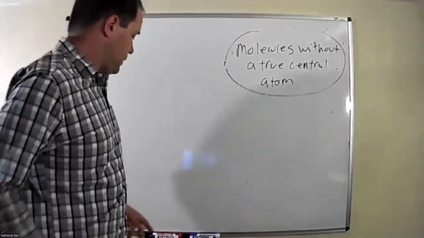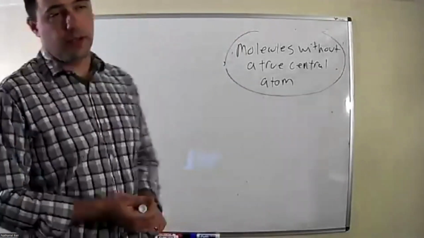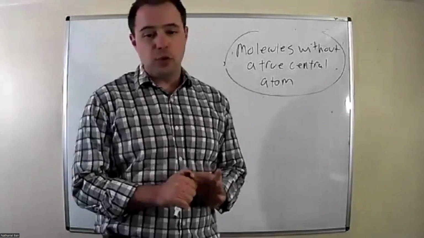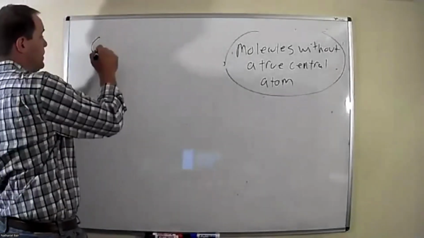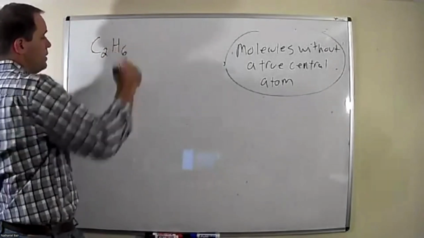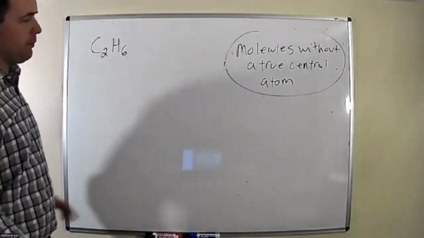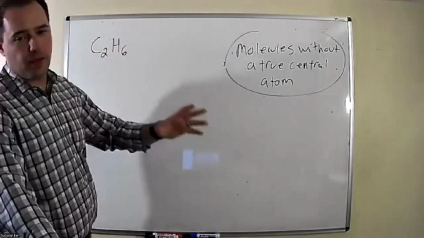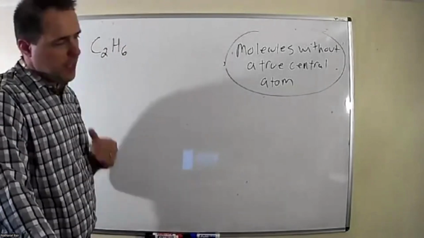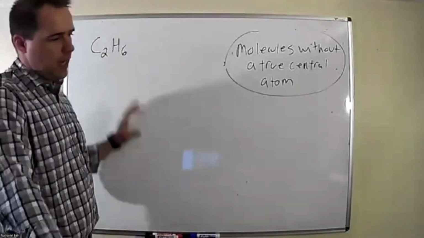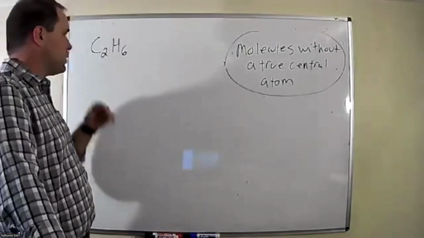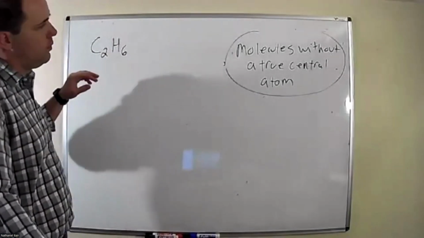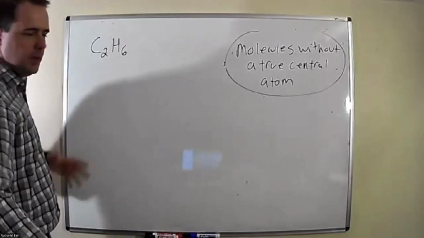Cool. So the last thing that I want to cover that's on this test, exam 2, is going to be molecules without a true central atom. That's going to be something like this: C2H6. Molecules that don't have an atom in the middle, you can't use VSEPR geometries to assign the entire molecule's geometry. So that can trip some people up.